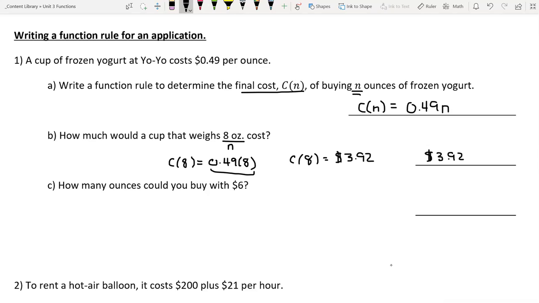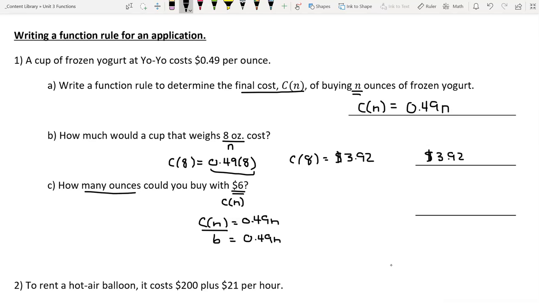Now this one, how many ounces could you buy with $6? $6 is the money I have. So that's technically my final cost because I can't go over $6. So this has to go in for C of n. So I'm going to write the basic one again, 0.49n. 6 has to go in for C of n, okay, not n. So you have to know when to plug in where.